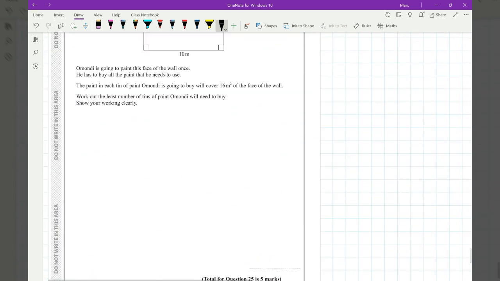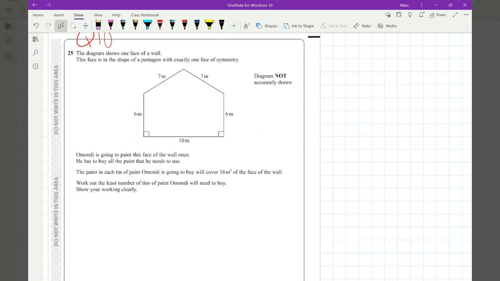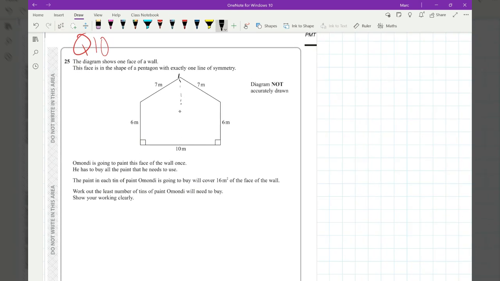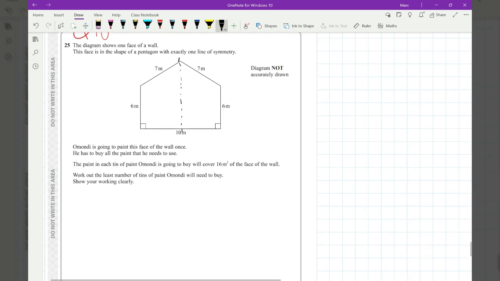Question 10, is this the last one? Yes, it is. The diagram shows one face of a wall. This face is in the shape of a pentagon with exactly one line of symmetry. I'm going to draw that on right now, down the middle. Why they've said that, I do not know.